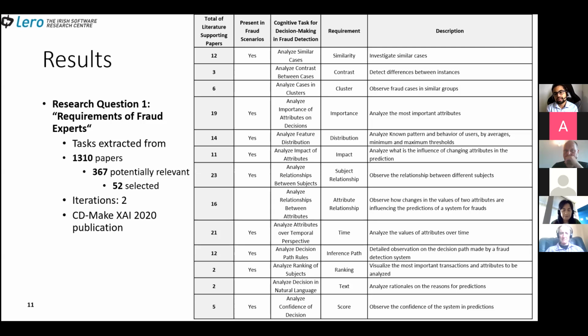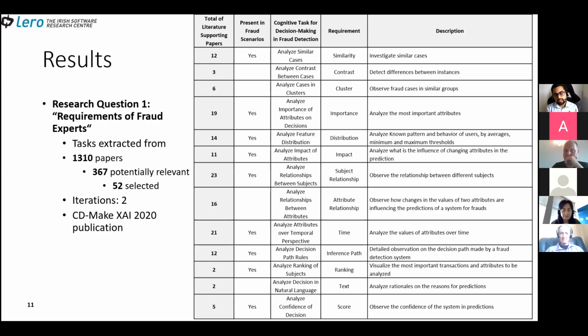And I found out that 9 of those are comparable to the decision-making tasks. For example, to analyze similar cases, the importance and impact of attributes in predictions or of fraud detection systems, which are also tasks that they are performing. It was also interesting when they said the ones not present in their scenarios are available for their analysis, although not being executed due to limitations in their current fraud detection system.